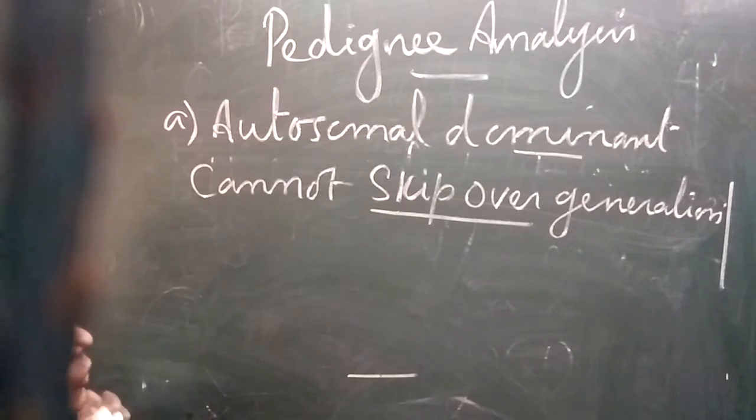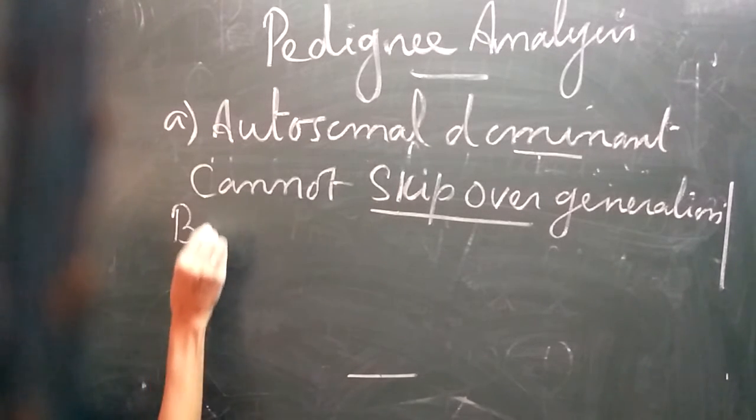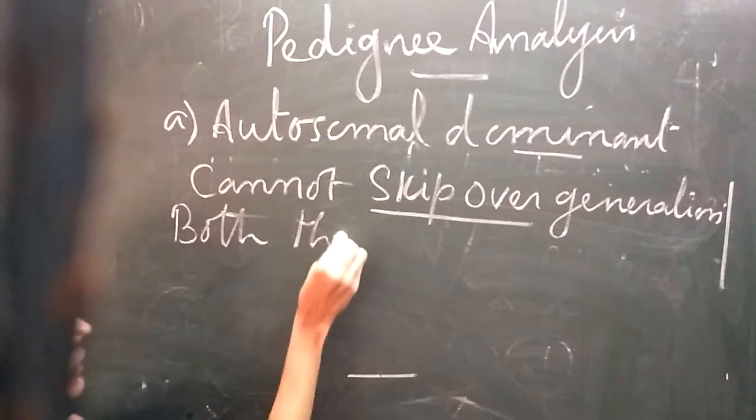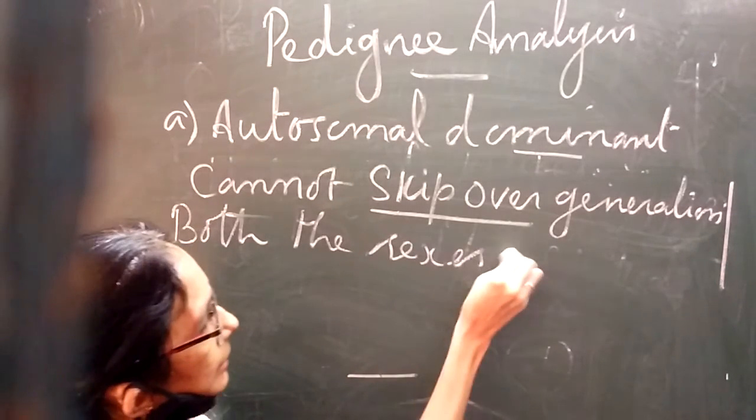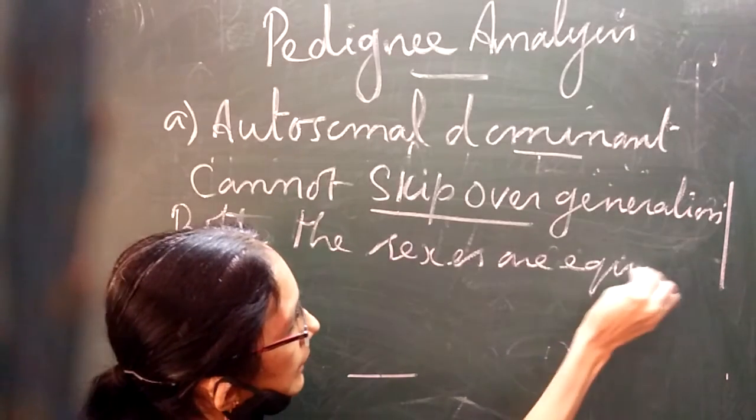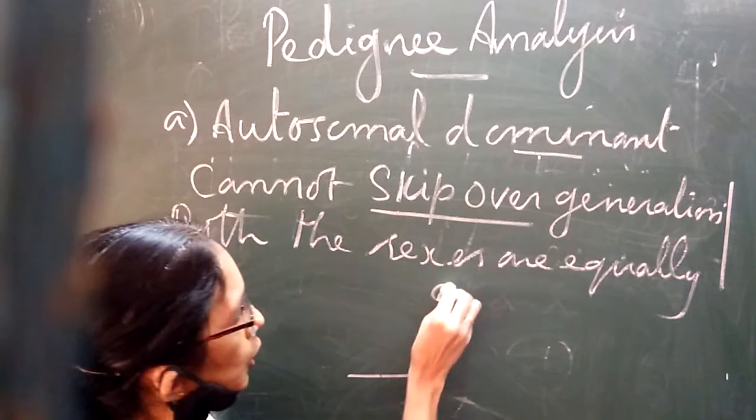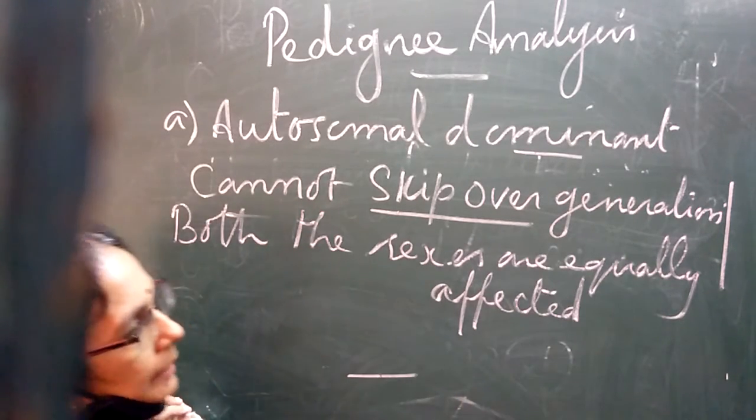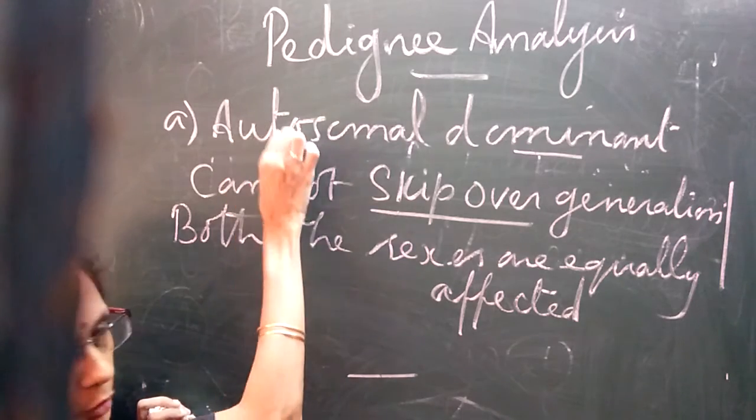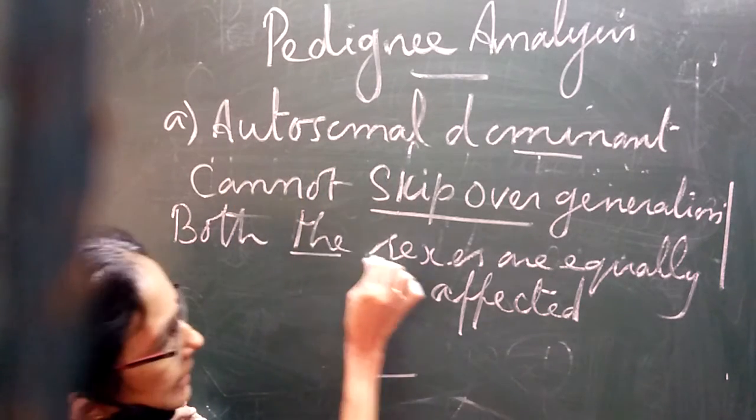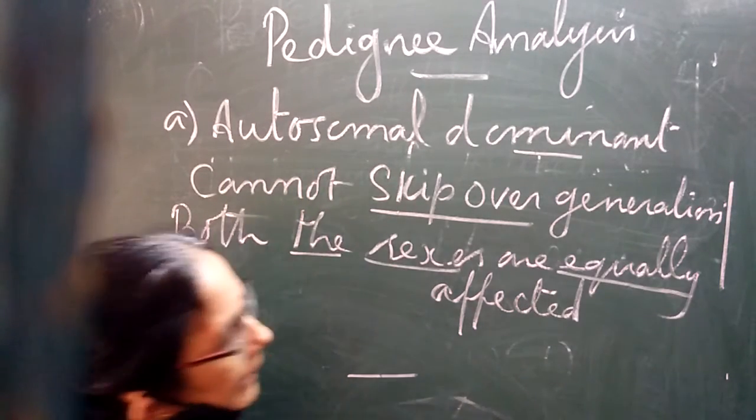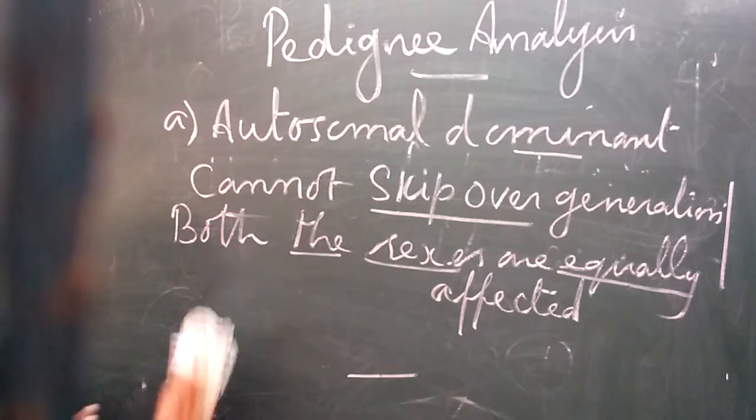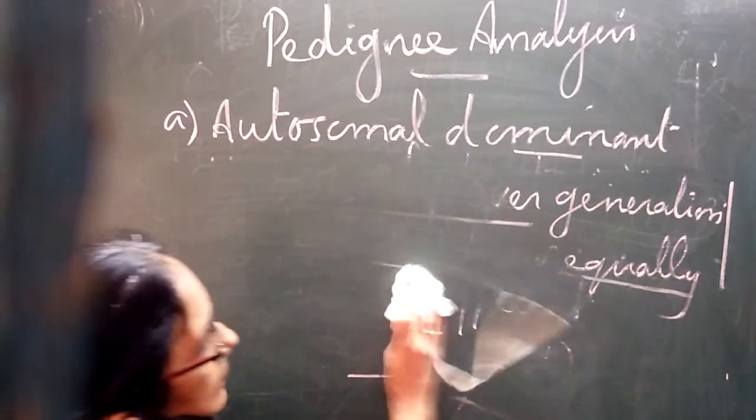Now the next rule is both the sexes are equally affected. Both male and female are equally affected because the disorder is which one? Autosomal. So both the sexes are equally affected. This is rule 2.